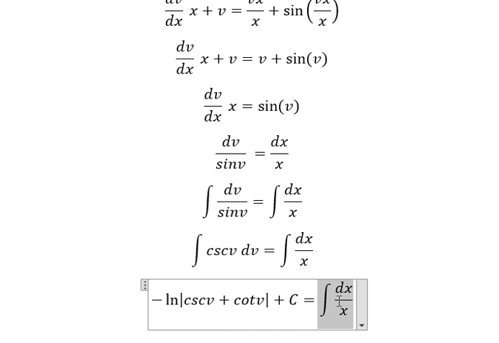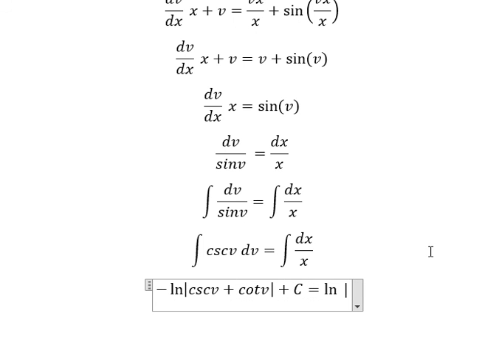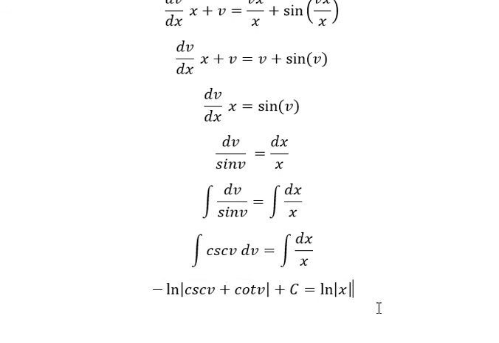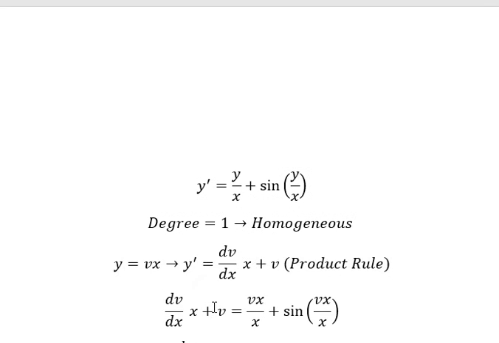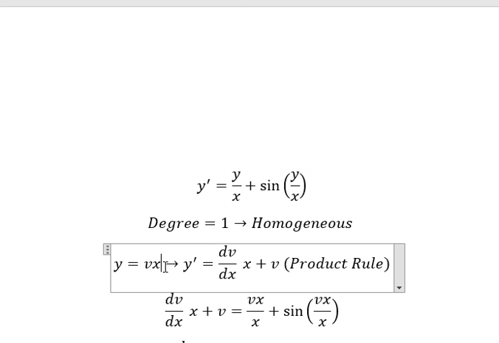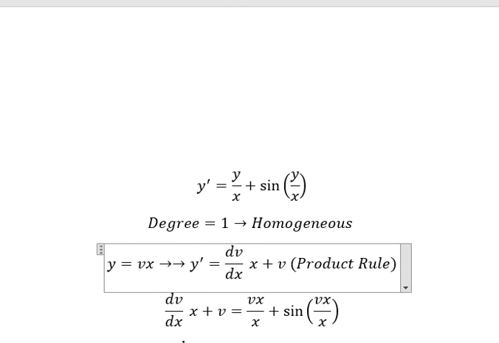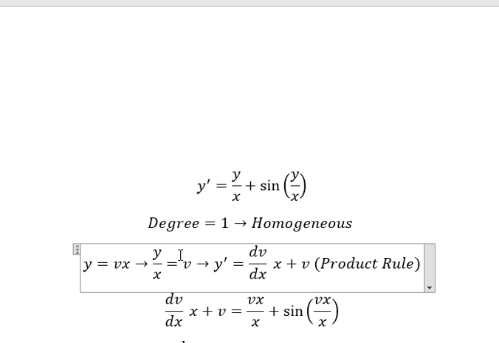The integration of this one, we have ln of the absolute value of x about v, that is about this one, so we divide both sides by x, and now we need to change v into this one.